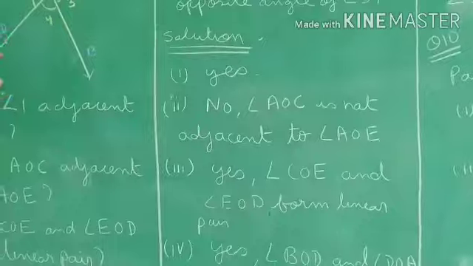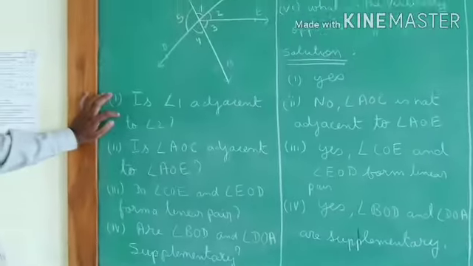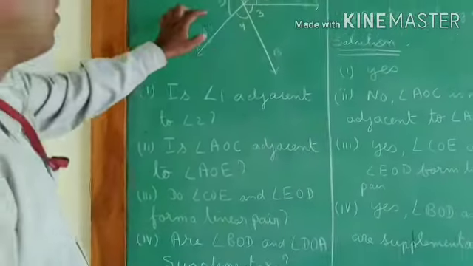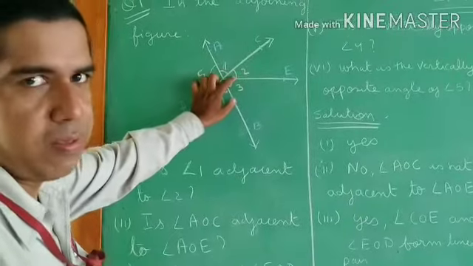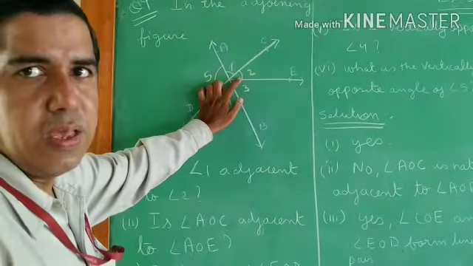Now let us see one by one. Is angle 1 adjacent to angle 2? You can see, 1 and 2 are adjacent? Yes. The answer is yes.